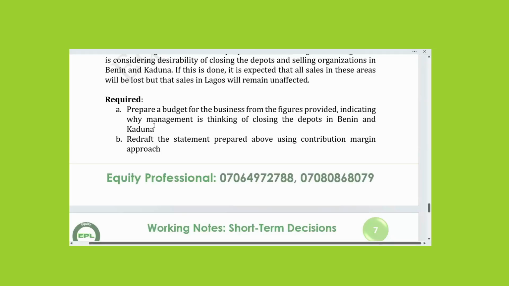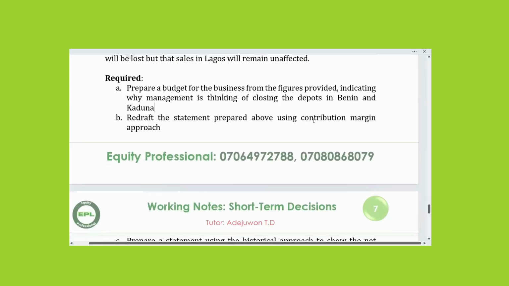However, in this number B requirement, you are to redraft the statement prepared above using contribution margin approach. Examiner is not asking you to prepare profit or loss here. You are to use contribution margin approach. When you are using contribution margin approach, it means that you are supposed to stop at contribution for each of the depots. You don't prepare profits. You don't prepare net profit for each of the depots. You are supposed to stop at contribution margin. That is because you are using contribution margin approach.